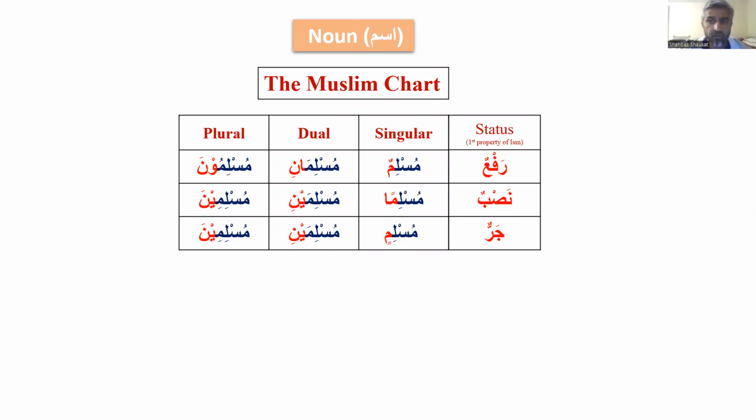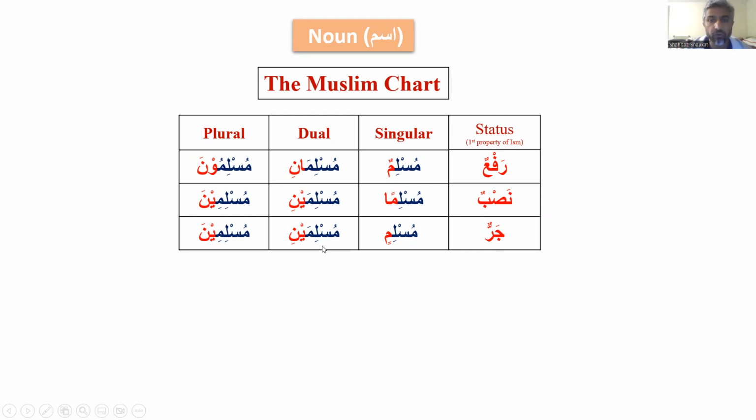Very good. So Anusha told us for singular words, if there is a single Dhamma or 2 Dhamma at the end, like Muslimun, then it is Rafa. If it is single Fatha or 2 Fatha at the end, like Musliman, then it is Nasab. And if it has single Kasra or 2 Kasra at the end, like Muslimin, then it is Jar.